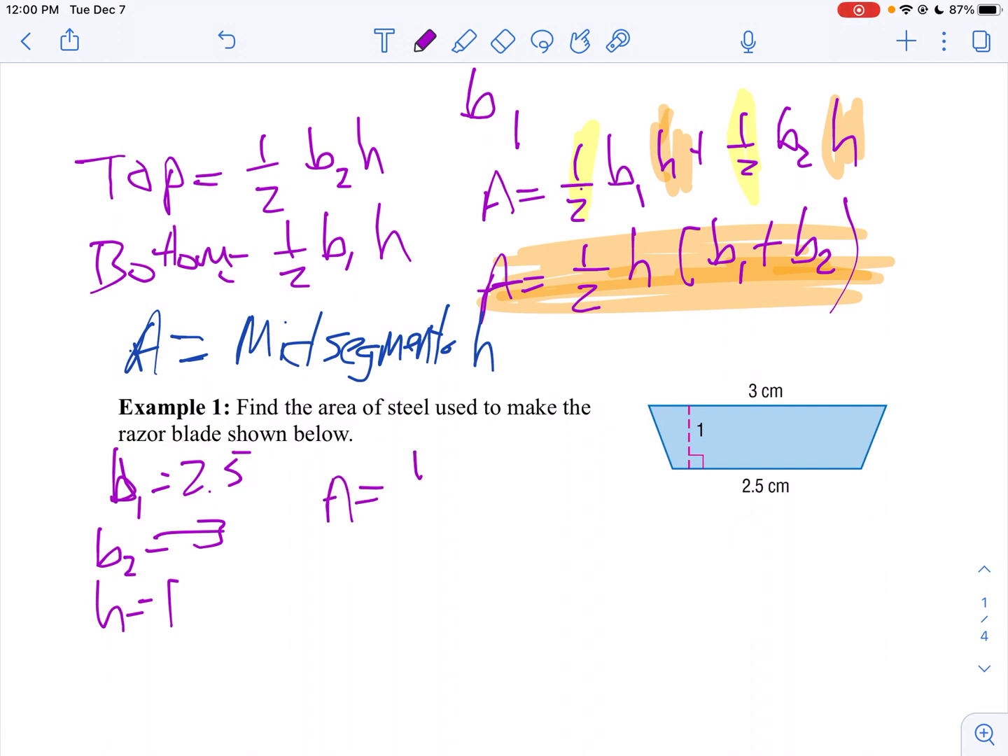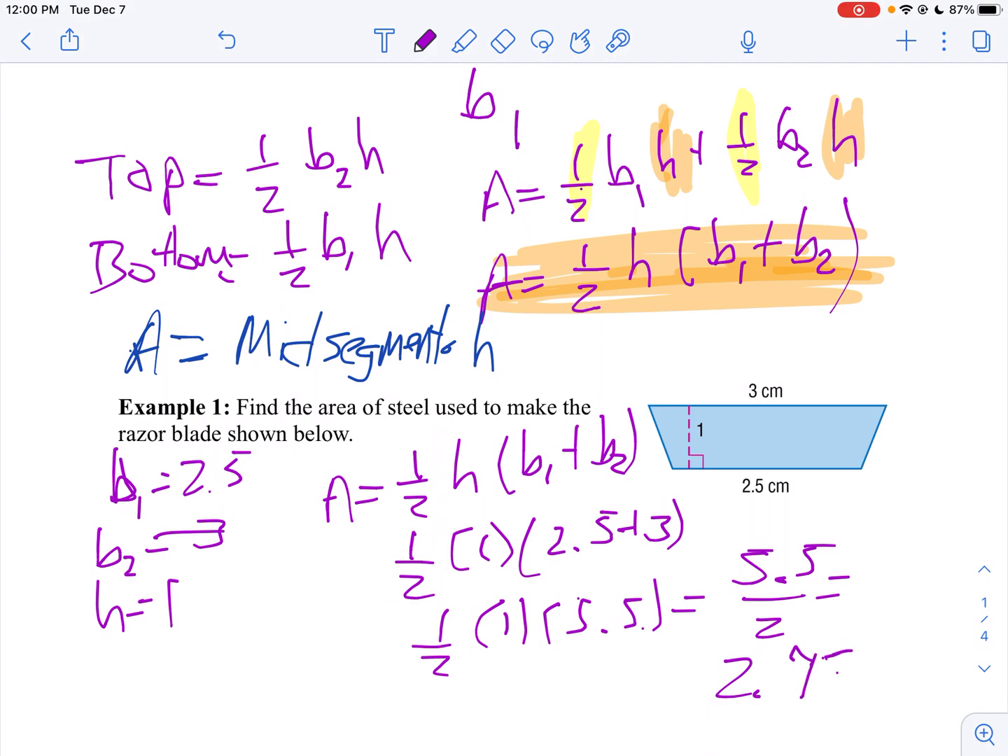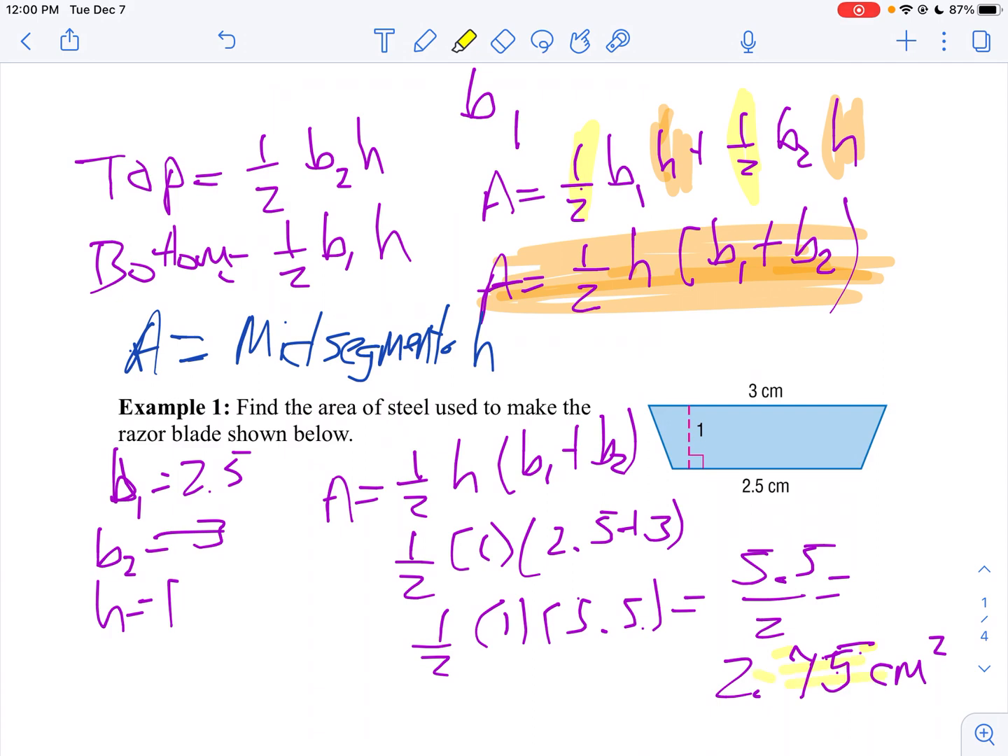So A equals 1/2 times h times b1 plus b2. In other words, that's 1/2 times 1 times 2.5 plus 3. Well, that's 1/2 times 1 times 5.5. Or I can say that's 5.5 divided by 2, which is 2.75. And since we're measuring area, we have to have the units, and that will be square centimeters. So the area is measured in squares, remember. So the area of this trapezoid is 2.75 square centimeters.